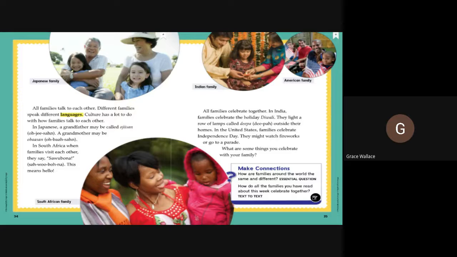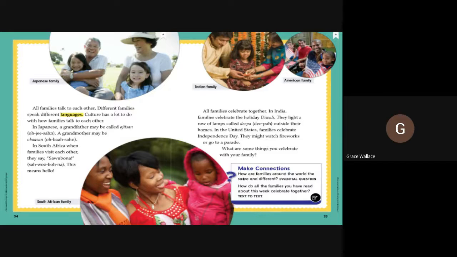Okay, and make this connection. How are families around the world the same and different? How do all families you have read about this week celebrate together? We learned a lot about different celebrations, birthday parties, dinner tables, and now we're learning about holidays. We've learned lots of different ways that we all celebrate alike and different.